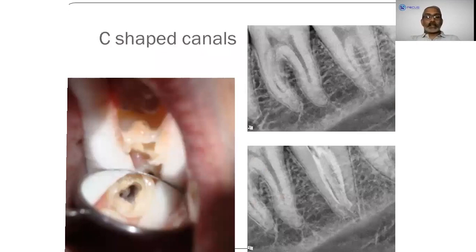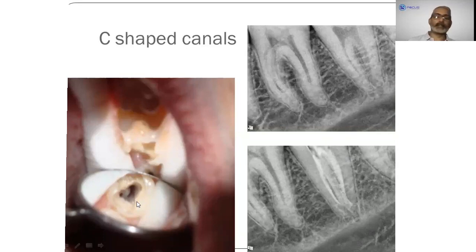What about C-shaped canals? Yes, sometimes you will be able to see C-shaped canals like this. The canals are not round in cross section. They are C-shaped or kidney shaped, sometimes bean shaped. There are a lot of terminologies for that. So these C-shaped canals are usually seen in mandibular second molar.